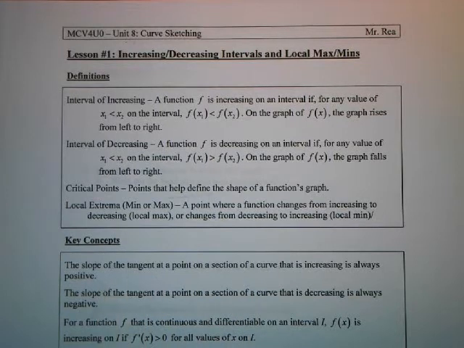So this is pretty obvious. For the slope of a tangent on a section of curve that is increasing, the slope is always positive, and the slope is negative when the curve is decreasing. So we're going to use that in terms of, it's not talking about the slope, but the derivative of a function.